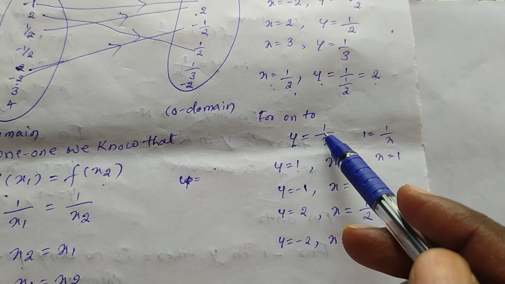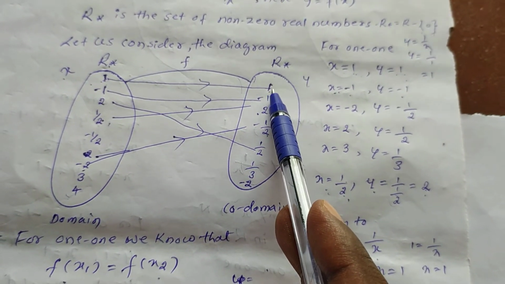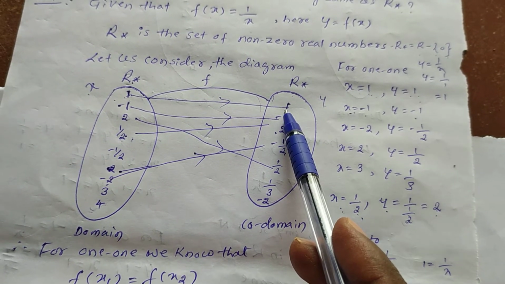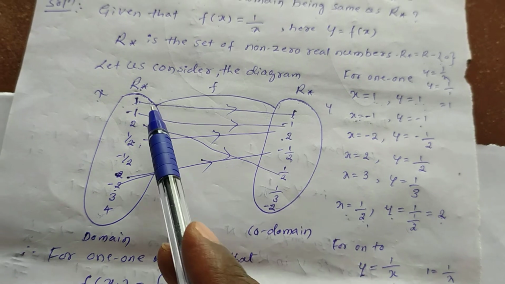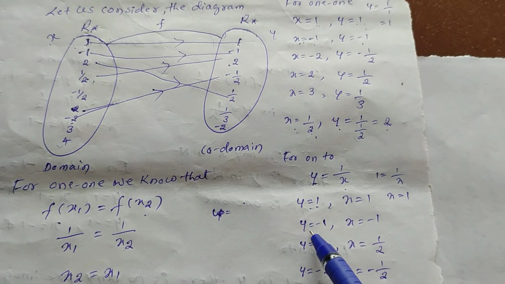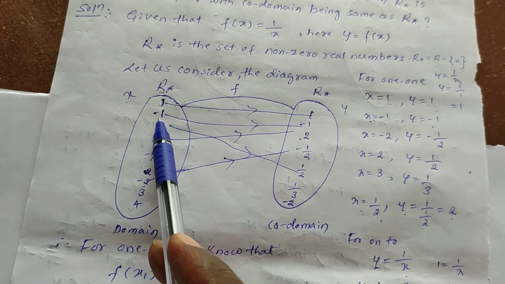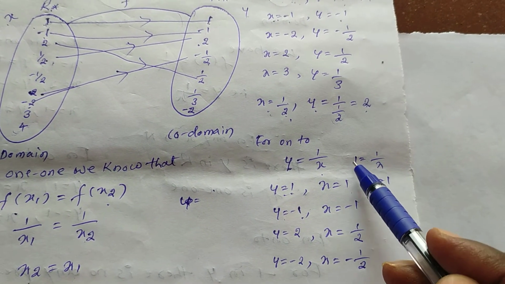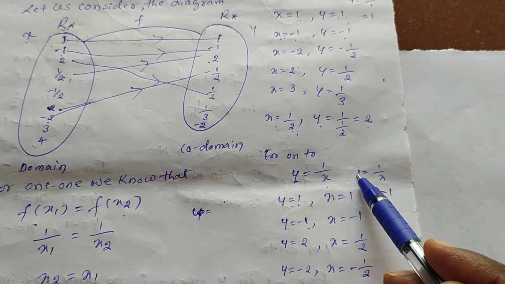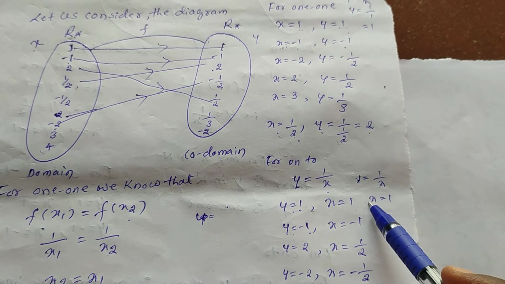we have the function y is equal to 1 by x. If y is equal to 1, what is there? y is equal to 1, x is equal to 1. Yes, for 1 in the codomain R star, there is a pre-image 1 in the domain R star. Similarly, for y equal to minus 1, there is x equal to minus 1 here. Because y is equal to 1 by x, if y is equal to 1, that is 1 by x, and if you transfer x to the other side, x is equal to 1, because transferring to the denominator, you get x is equal to 1.